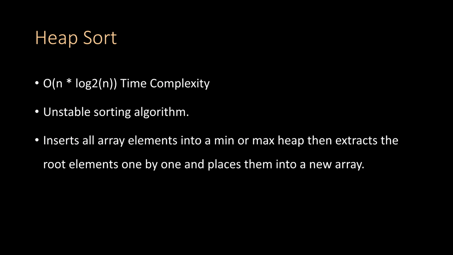So moving on, we have heap sort. Now, heap sort is efficient as well, and this runs in n log base 2 of n time. This is an unstable sorting algorithm, and it inserts all the array elements into a min or max heap, then extracts the root elements one by one and places them into a new array. I already talked about how we do heap sort when we were looking at the heap data structure video, but I'll quickly recap it here by going to the whiteboard.